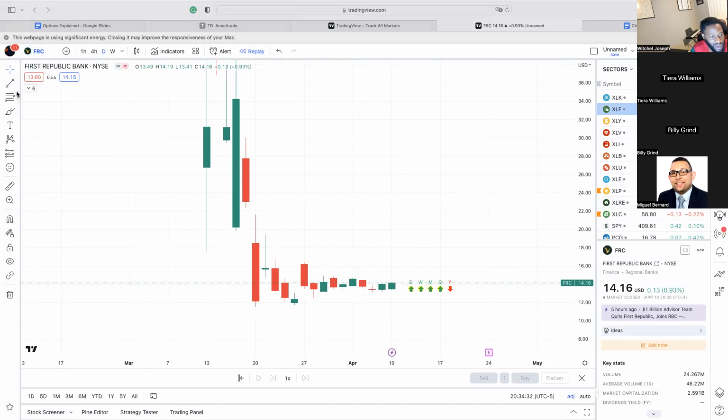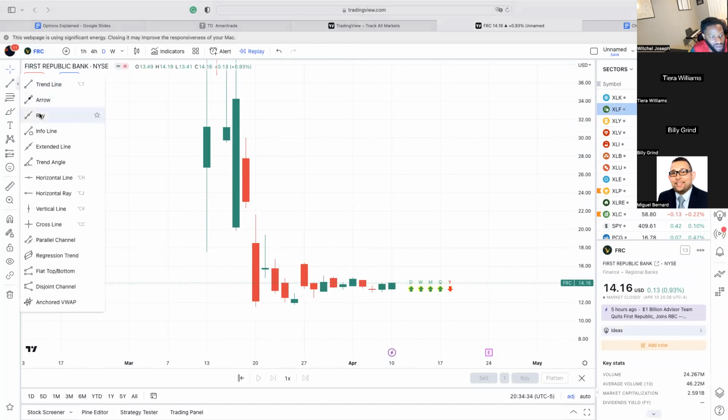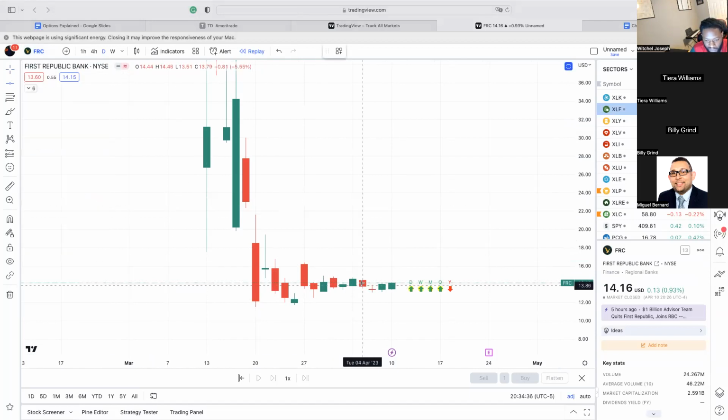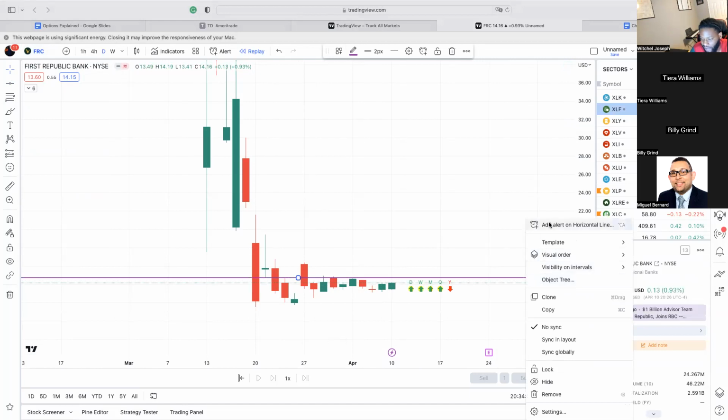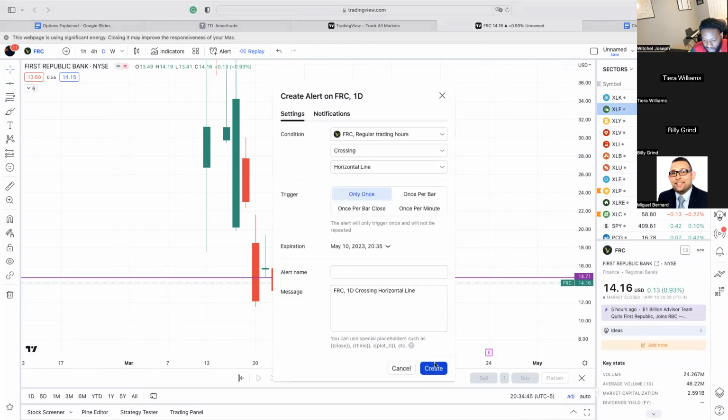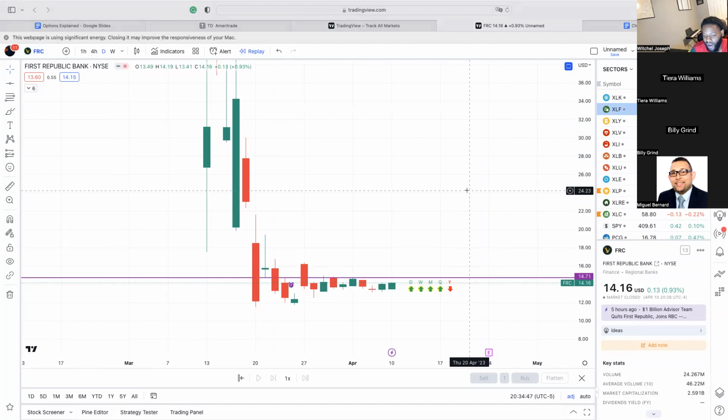So I can just make a line right here and say if we break through here, I want us to mount and ride this thing up higher. And then I've got an alert right there. So then I just wait to see how it reacts tomorrow.